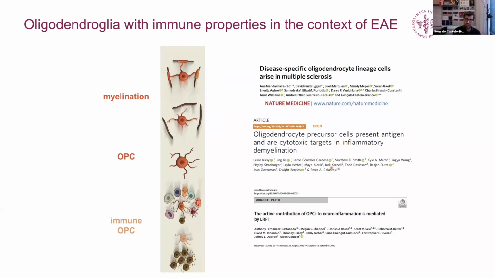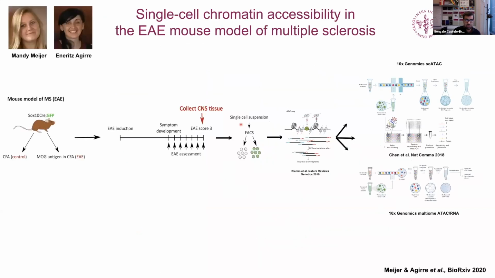So what we were quite interested in then in the lab was to see how OPCs can transition to this immune-like state. How does that happen at the epigenomic level? And for that, Mandy Meyer, a PhD student in the lab, together with Narit Saguirre, computational biologist in the lab, decided to do, again, single-cell ATAC-seq using the same paradigm that I showed you before. So a mouse model of MS, induced in a line where we could lineage trace the oligodendrocyte lineage, and then we could, by FACS, isolate the populations and then perform ATAC-seq.